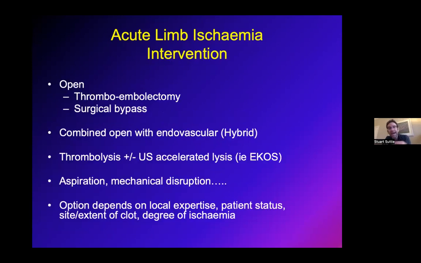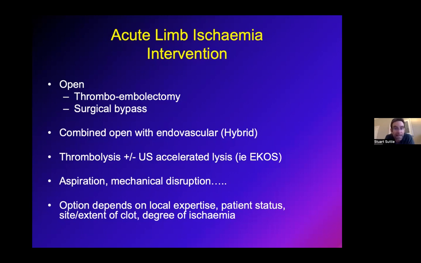So what can we do? We still do a lot of open interventions. And if this is for an embolic event, we'd consider a thromboembolectomy. Sometimes, rare, we cannot clear the clot. We then have to consider surgical bypass. Few and far between for a true acute limb ischemia. More common for the acute on chronics.